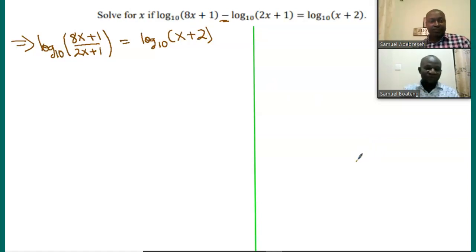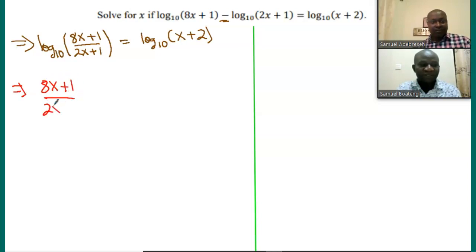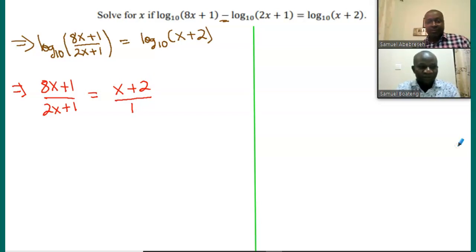Okay, so we have been able to express both sides as a single log. So what we can do is to take antilog on both sides to the base 10. Take antilog on both sides. So when we do that, we have 8x plus 1 on 2x plus 1 equal to x plus 2. So to solve this one, we can do cross multiplication.